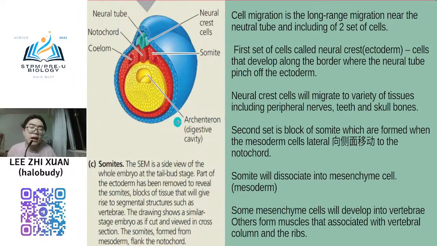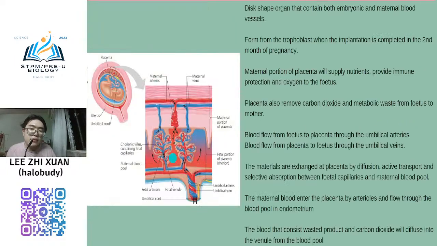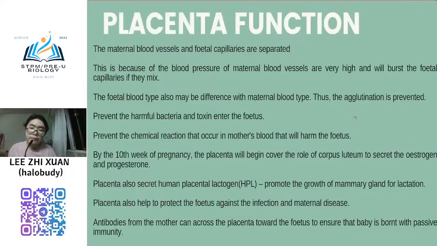So it needs to be separated by using the placenta. In the placenta you see that the capillaries of the mother and the fetus are totally separated, so that it can prevent the high blood pressure of the mother from destroying the capillaries in the fetus. Okay, and this one I already mentioned. Blood types may be different, so it prevents agglutination and also prevents harmful bacteria and toxins from entering the fetus. So it is like a barrier, the first barrier of defense for the fetus.